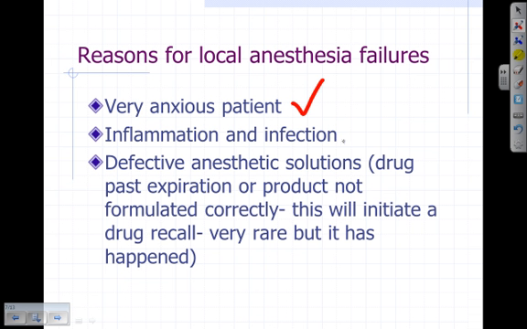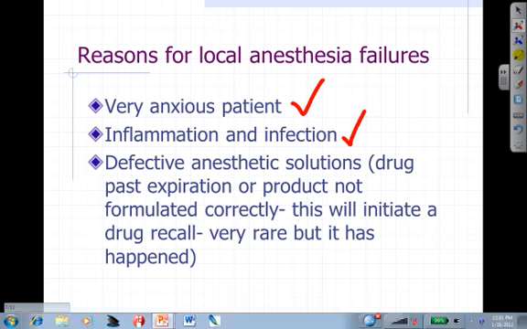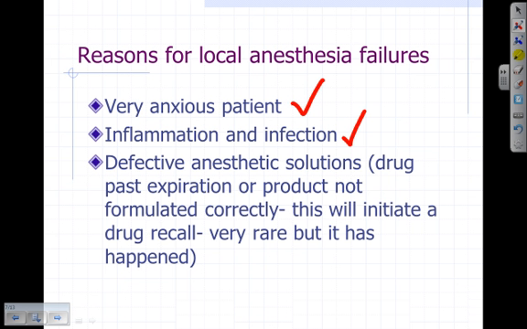A tooth that has an inflammation or infection may be difficult to get numb. Certainly an abscessed tooth, when trying to extract that tooth, it may be difficult to get that tooth numb enough to extract it. And you may need multiple types of injections to get that site numb. Defective anesthetic solutions, and really using a drug that's past its expiration date, or perhaps the product wasn't formulated correctly. This is very rare, but it has happened, has been reported in the dental literature.